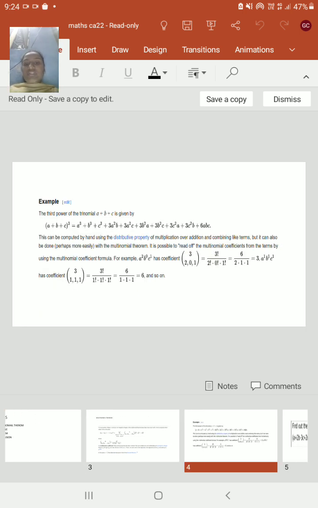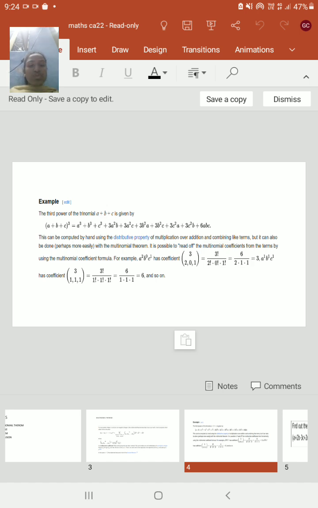Example: the third power of the trinomial a plus b plus c is given by (a + b + c) whole cube equals a cube plus b cube plus c cube plus 3a square b plus 3a square c plus 3b square a plus 3b square c plus 3c square a plus 3c square b plus 6abc. This can be computed by hand using the distributive property of multiplication over addition and combining like terms, but it can also be done perhaps more easily with the multinomial theorem.